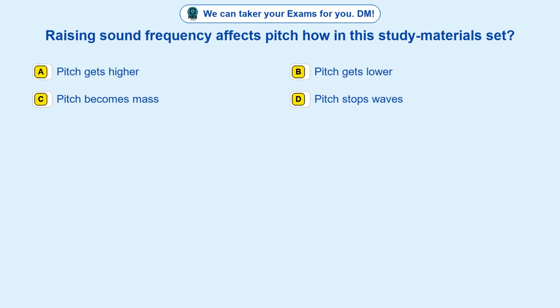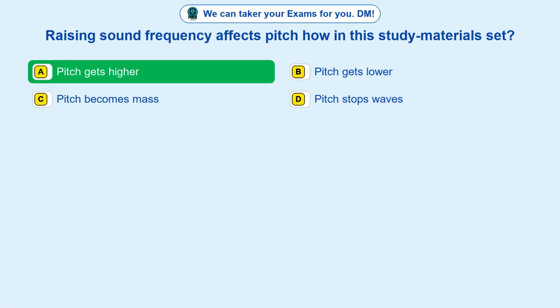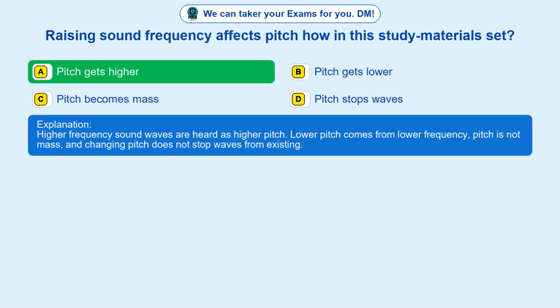Question 67. Raising sound frequency affects pitch how in this study materials set? Option A, pitch gets higher. Option B, pitch gets lower. Option C, pitch becomes mass. Option D, pitch stops waves. The correct answer is option A. Pitch gets higher. Higher frequency sound waves are heard as higher pitch. Lower pitch comes from lower frequency, pitch is not mass, and changing pitch does not stop waves from existing.